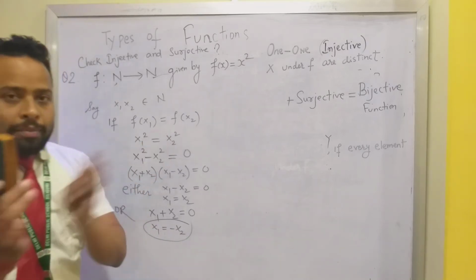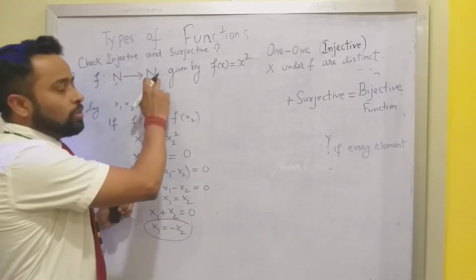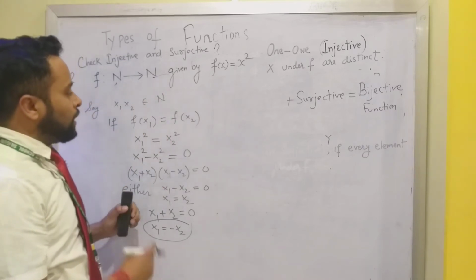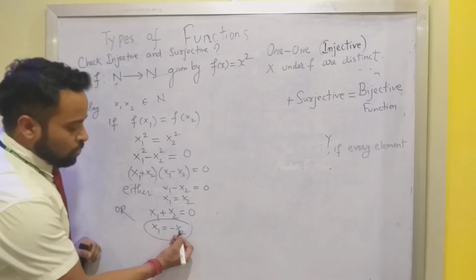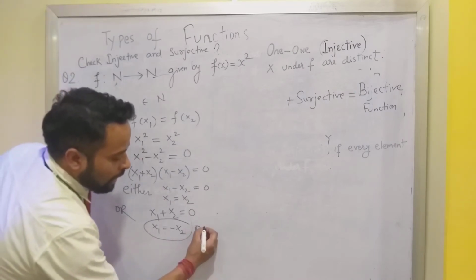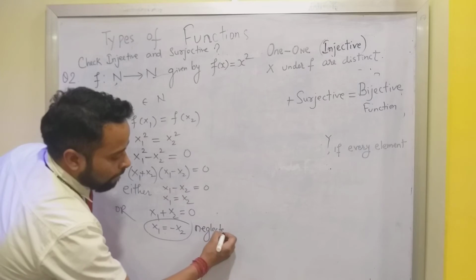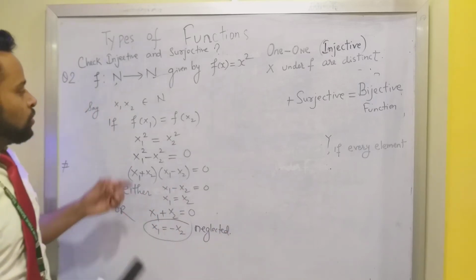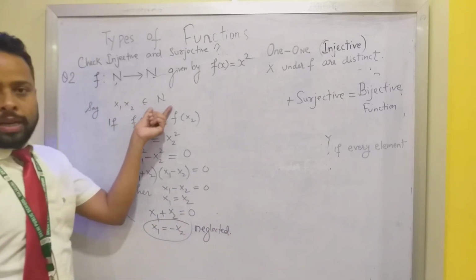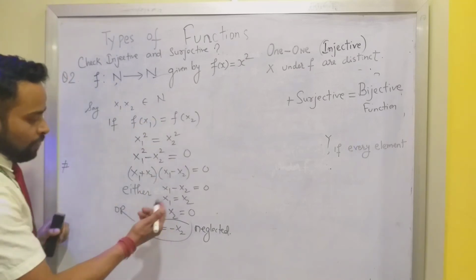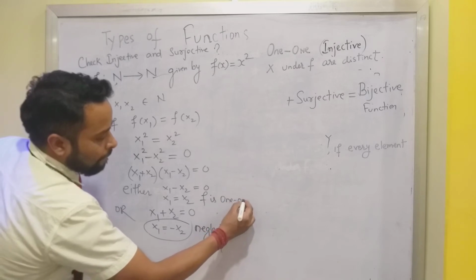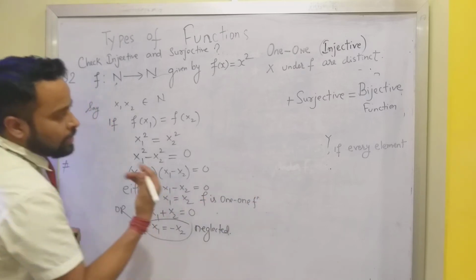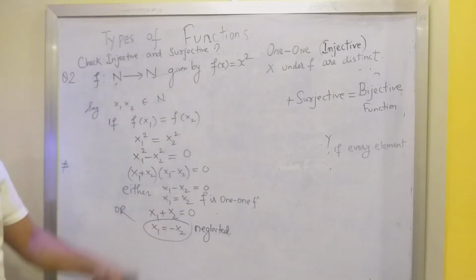But I am restricted from natural number to natural number, so I cannot go to negative numbers. So x1 equals minus x2 is neglected, because there is no room for x2 or x1 to be negative. x1, x2 belong to N. Therefore we can write f is 1-1, a function, and it is injective. Is it onto? Is this function onto?